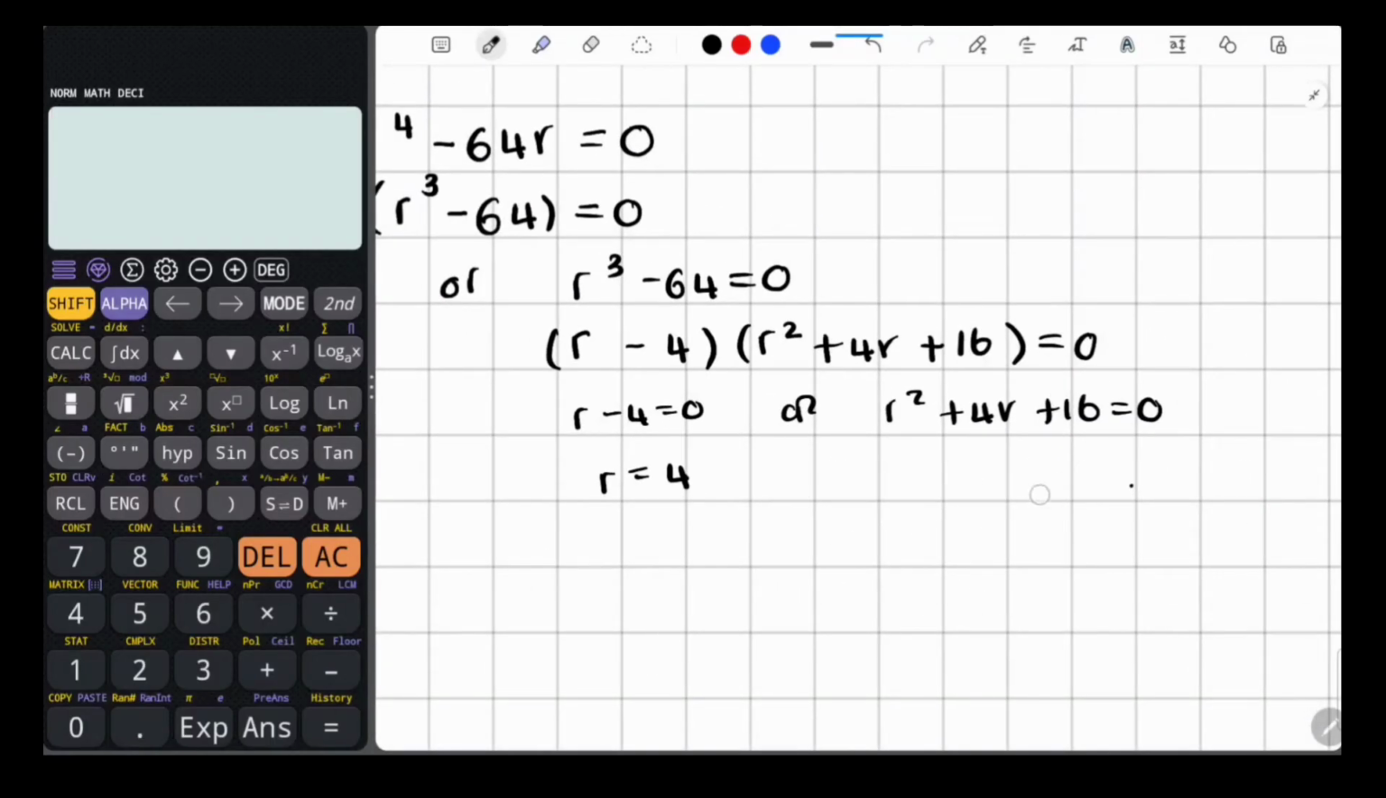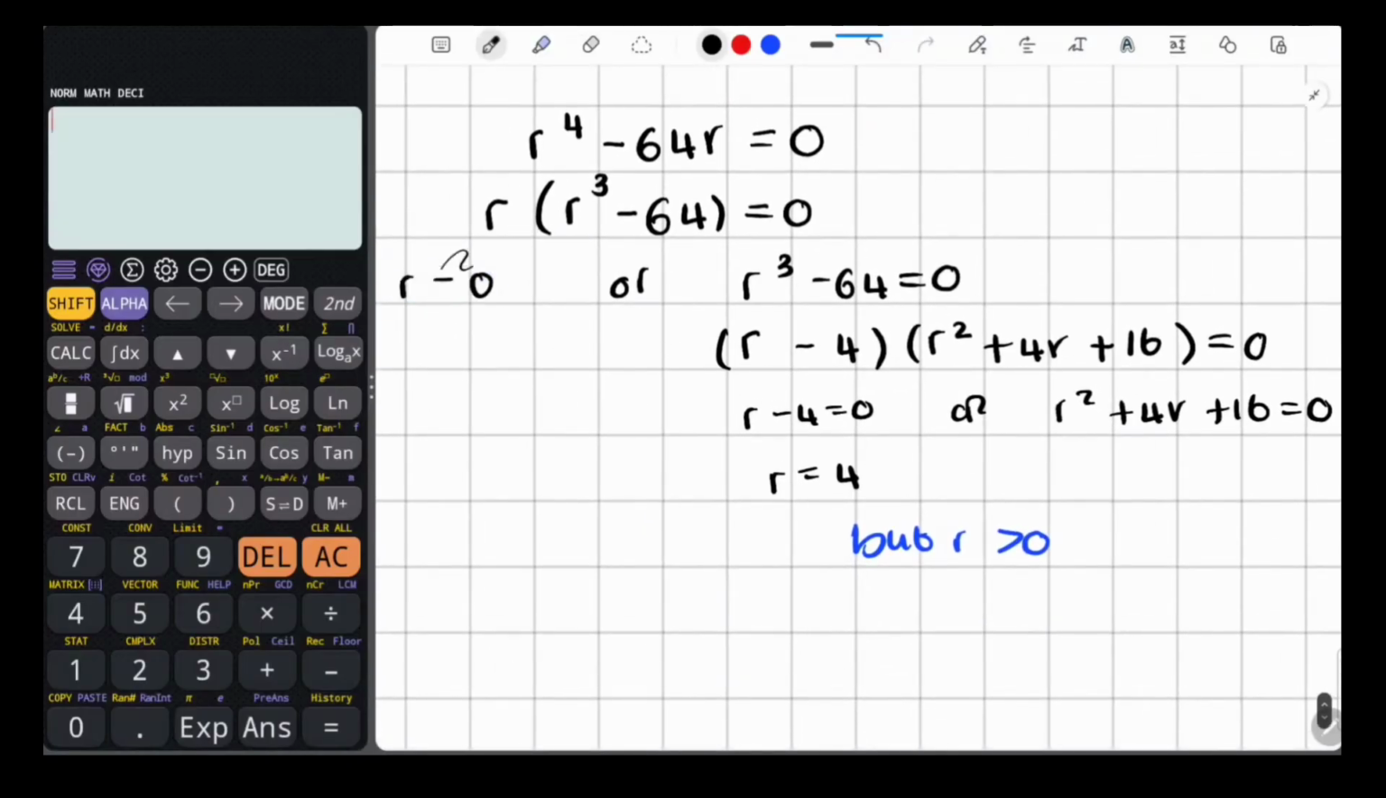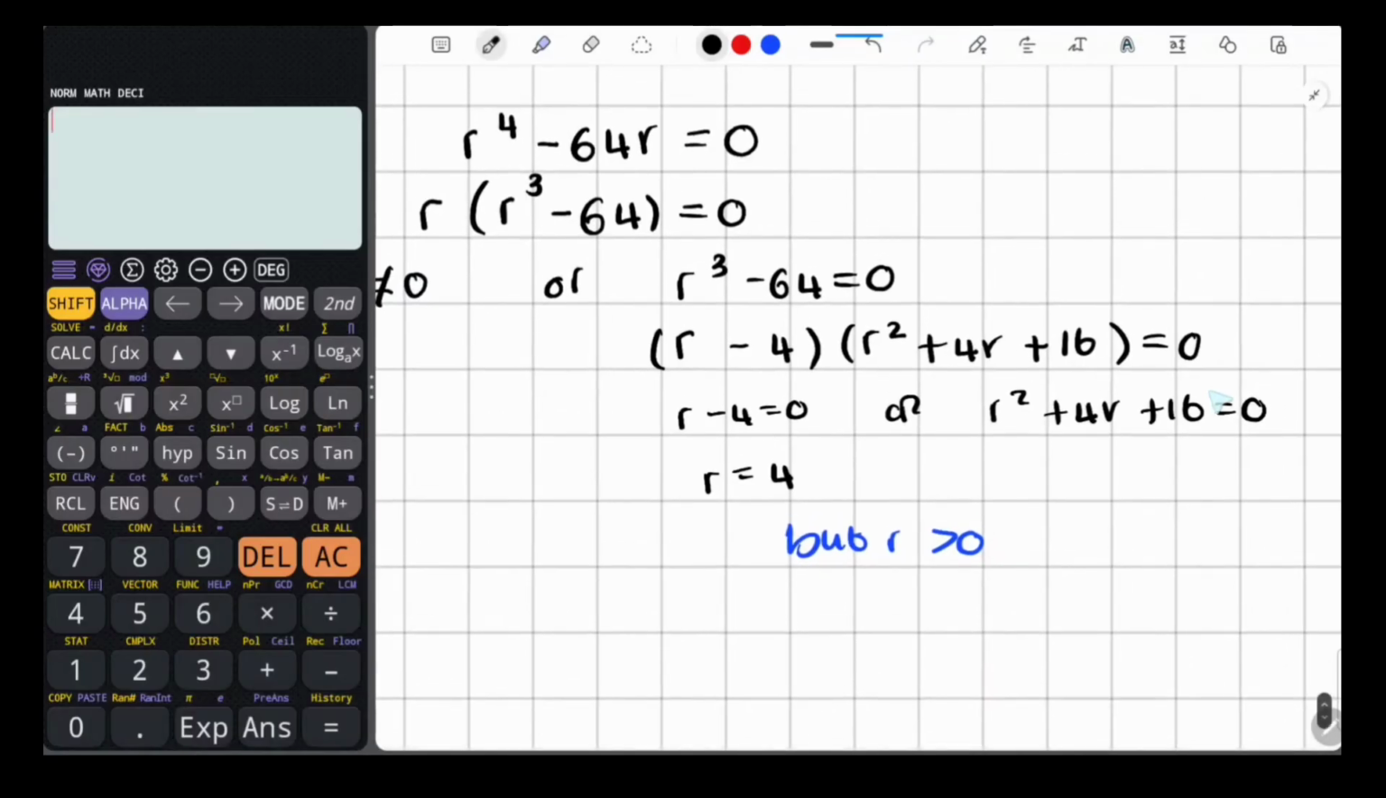From here already, I'm already going to leave those because they said, but r is greater than 0. And so from here, I'm only going to accept answers greater than 0. Meaning I cannot accept this answer equal to 0. I cannot accept this answer because they will give me negative values. I can only accept this one.